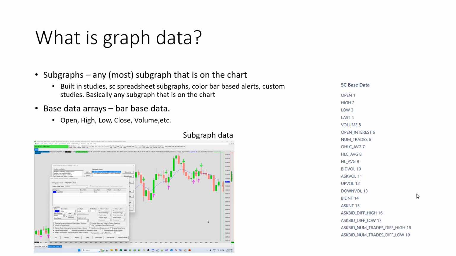Another way to think about graph data is basically the data that you get in CR chart for each bar, right? So each bar has the open, high, low, close, volume and some subgraphs associated with it, and so on. Graph data refers to that data, right? All the subgraphs that are produced by studies and then the base data of the chart itself, which is the open, high, low, close, volume and the rest of the list here, right? So all these values here are part of the base data and are accessible.